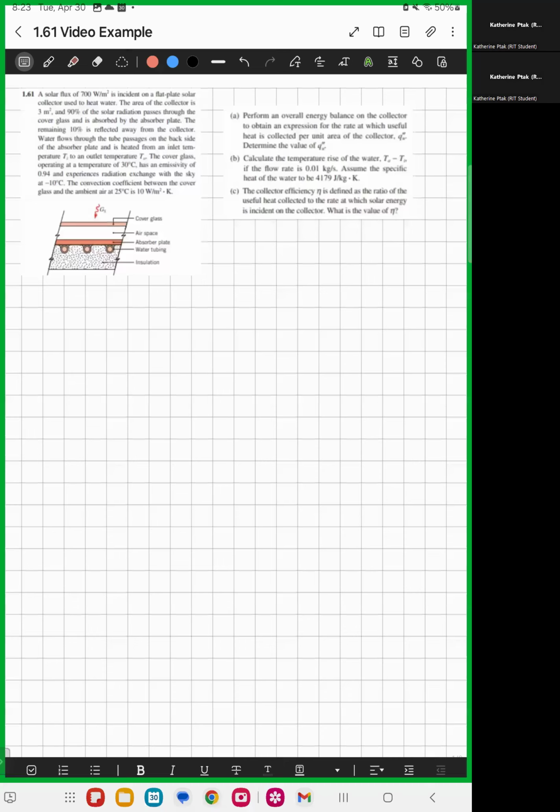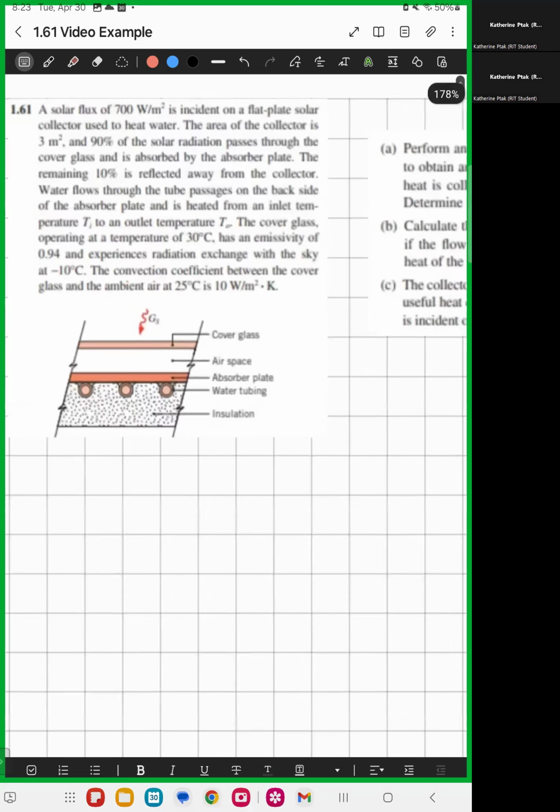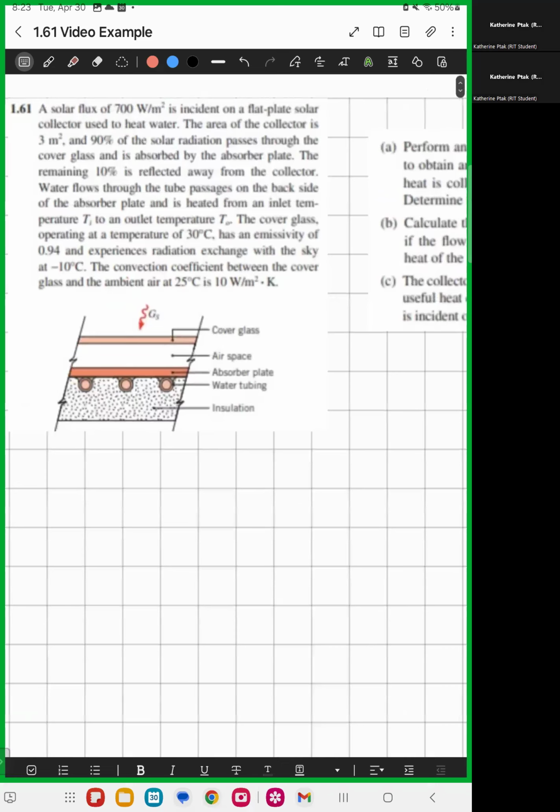All right, so we are going to go through example 1.61. First we'll just read it. A solar flux of 700 watts per meter squared is incident on a flat plate solar collector used to heat water. The area of the collector is 3 meters squared and 90% of the solar radiation passes through the cover glass and is absorbed by the absorber plate. The remaining 10% is reflected away from the collector.